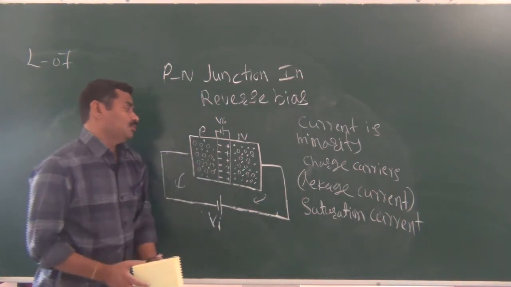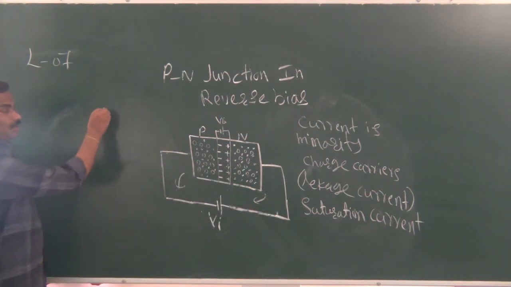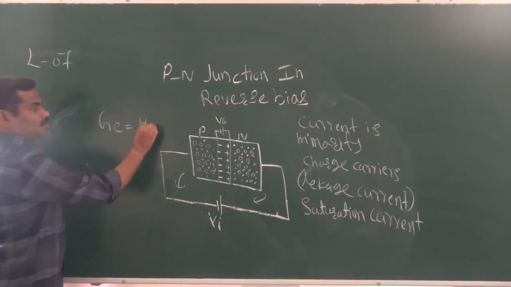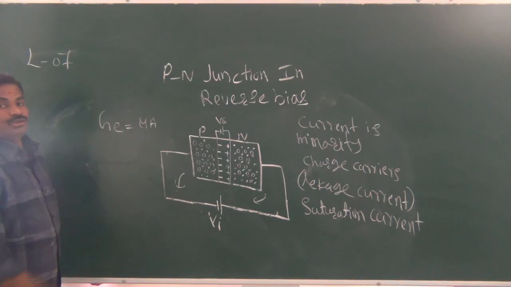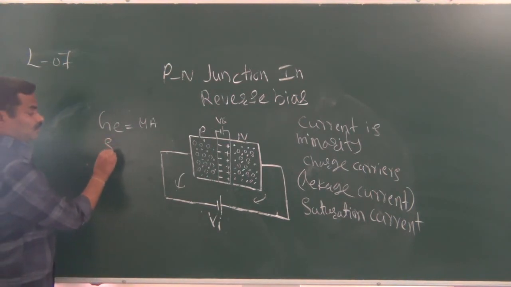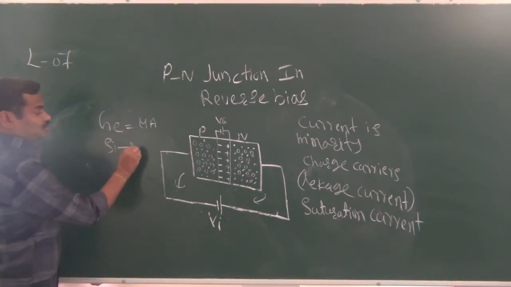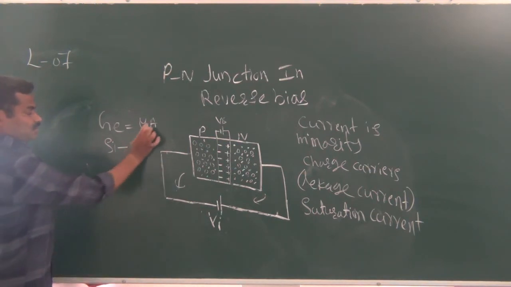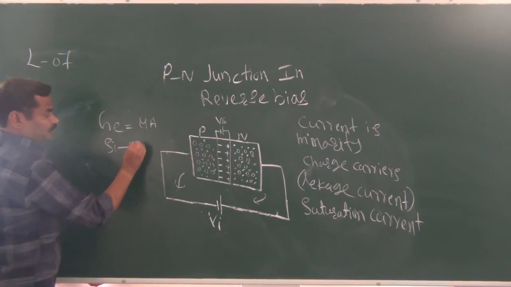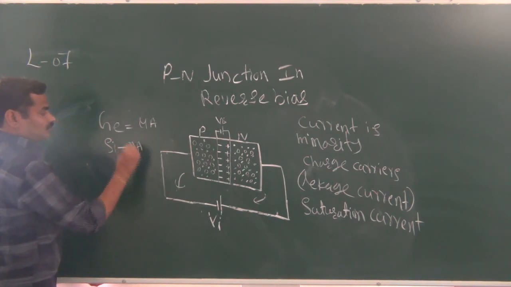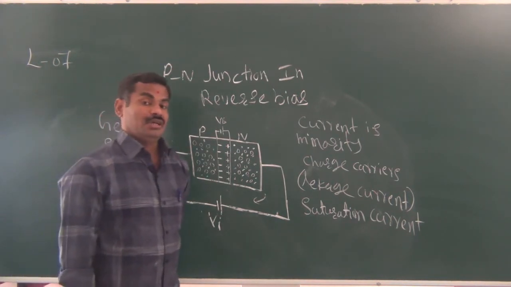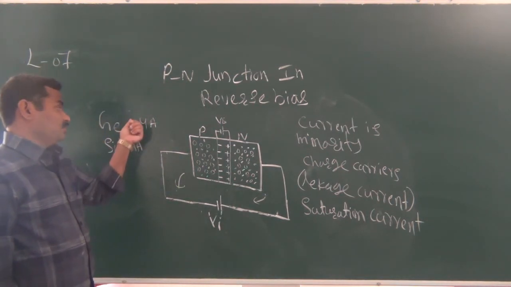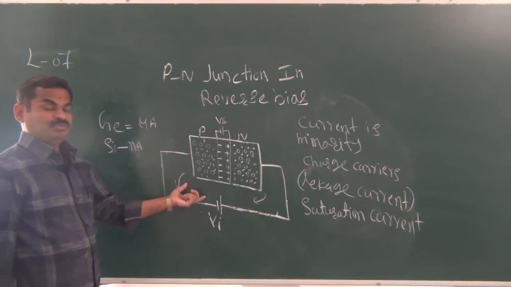And actually, if you go deeper, if you use germanium, that current is in the range of microamperes. If you consider a germanium diode, it is in terms of microamperes. If you consider silicon, they are having nanoamperes. If you consider a silicon diode, the current is in terms of nanoamperes. I am talking about the reverse bias.